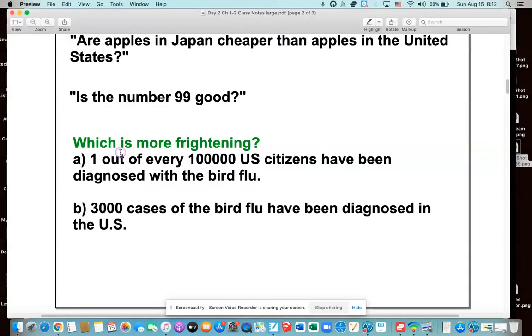So you can see here, it says, which is more frightening? One out of every 100,000 U.S. citizens have been diagnosed with the bird flu. Or if you read 3,000 cases of the bird flu have been diagnosed in the United States.